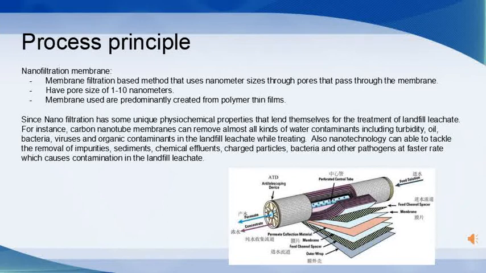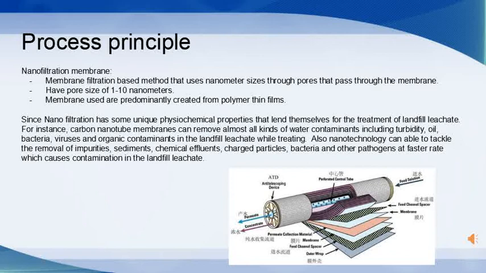In the nanofiltration membrane, we have three process principles. Number 1 is membrane filtration, the best method that uses nanometer sizes through pores that pass through the membrane. It has a pore size of 1 to 10 nanometers. Membranes used are prominently created from polymer thin films.